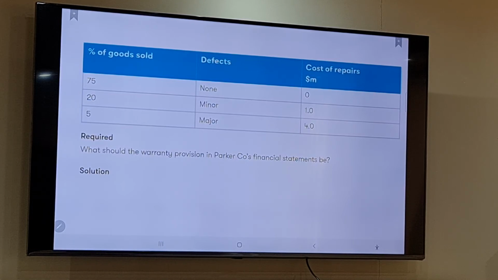So there is a 75% chance that you won't have any defects, a 20% chance of minor defects, and a 5% chance of major defects. So, what is the warranty provision? Adil, how to do it? So, 1 million is 20%. Major or severe? Minor means normal. Major. Think of an accident, like the airbag, everything coming out, too much damage, people dying, other major damage.